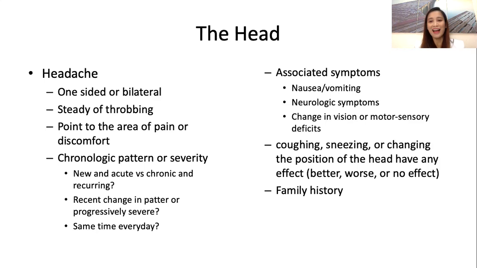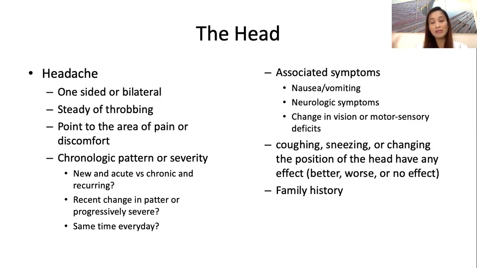And then nausea and vomiting. Sometimes if there's a space occupying lesion that increases your intracranial pressure, you can have nausea, you can have vomiting, such as in cases of hemorrhagic bleeds. Neurologic symptoms are very important. If you see some neurologic deficits like weakness, sensory deficits, cranial nerve defects, then that's a red flag. You have to investigate further. Any changes in vision or motor sensory deficit.